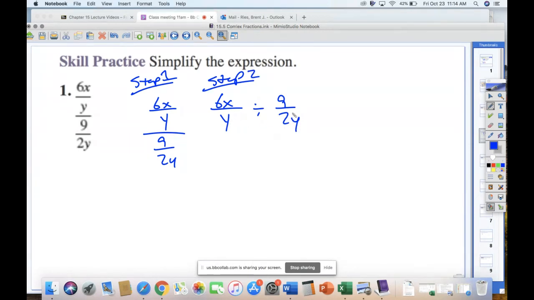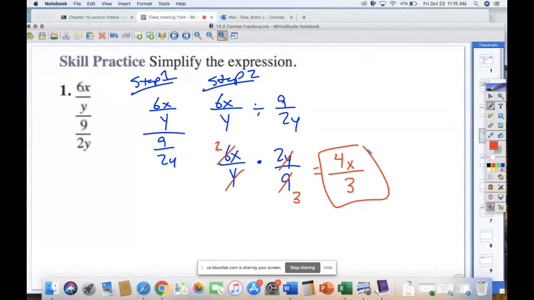So step two, we didn't have to do anything in step one. Step two, we're going to divide now. So keep 6x over y, change division to multiplication, flip 9 over 2y to 2y over 9, and then we can go ahead and reduce. Well, I see y on top, y on bottom. 6 and 9 are divisible by 3, so 6 divided by 3 is 2, 9 divided by 3 is 3. And I get 2 times x times 2, 2 times 2 is 4, and the x stays. 1 times 3 is 3, and leave it as 4x over 3.